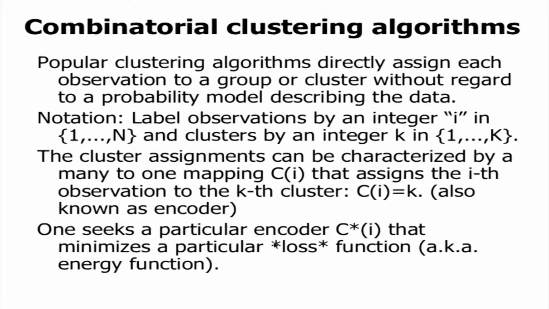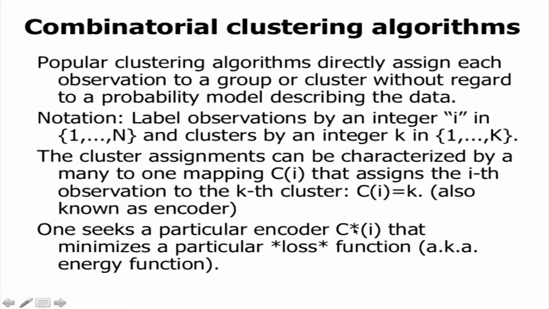So what's the idea? We start out with observations that are labeled by an integer, and we want to cluster them into clusters that are also labeled by integers, meaning cluster 1, cluster 2, cluster 3. The cluster assignment is then a mapping where the ith observation gets mapped to the kth cluster. This C is known as the encoder. It encodes in what cluster each observation lands.